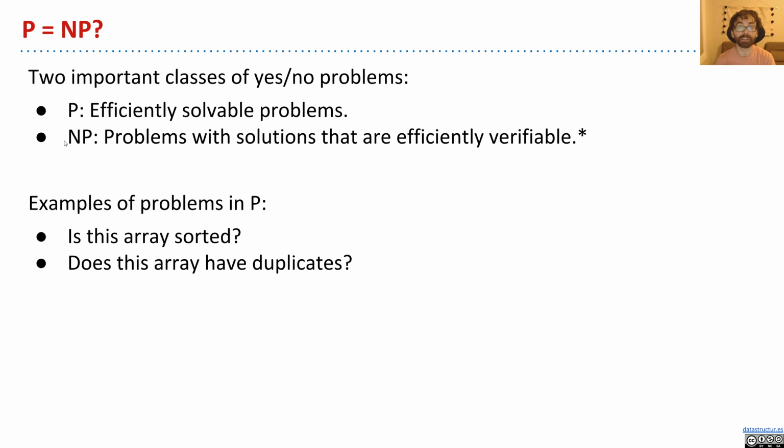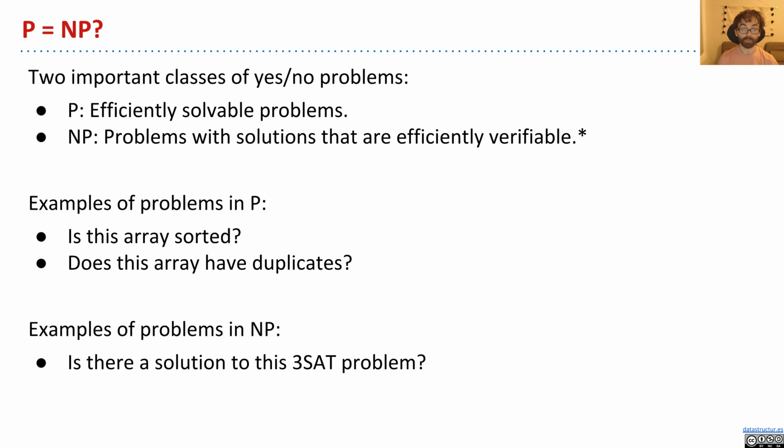And if you want to really go into a lot of detail, it'll be CS170 that does it, but we're only thinking about yes-no problems. Let's see some problems in NP. So one of them is, is there a solution to this 3-sat problem?